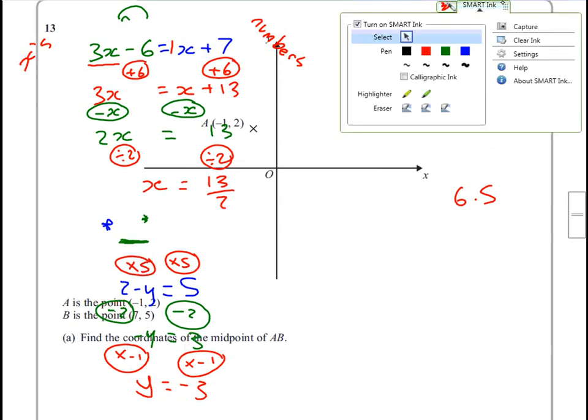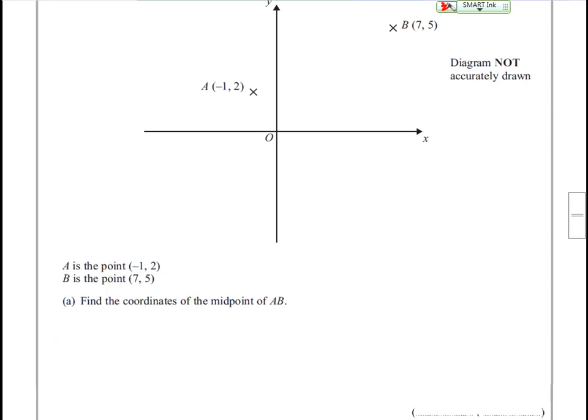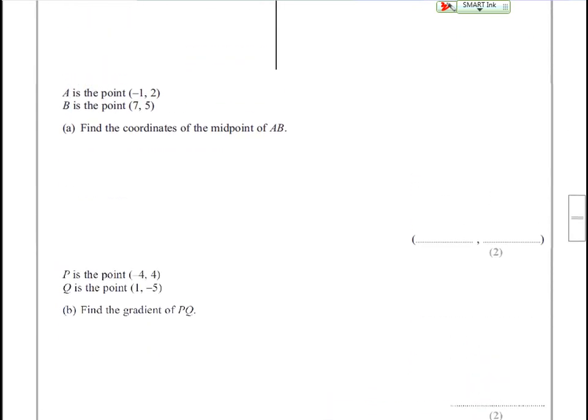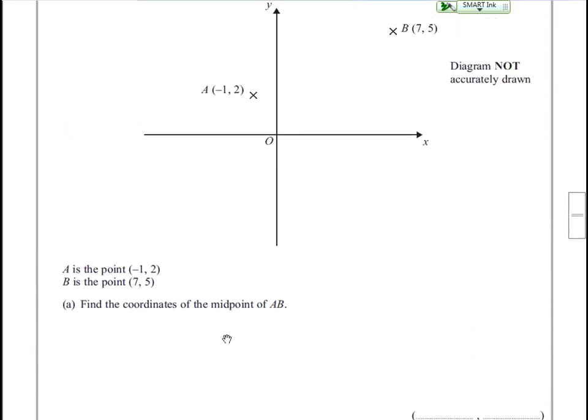Moving on to part 13. We've got a set of axes and we've got 2 points plotted. Find the coordinates of the midpoint. And then we've got 2 more points and we have to find a gradient. Okay. So we want to find the middle of A and B, the midpoint. Now I'll show you how to think about this as a diagram.